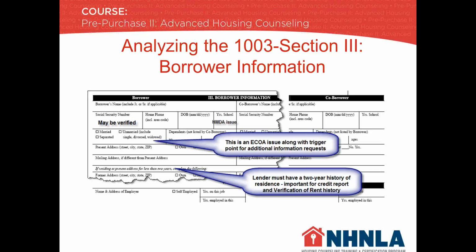Now, if you move down to the address section, it's not as simple as just listing your present address, because the lenders are going to want a full 2-year history of residential addresses. And they're going to use that for 2 reasons. It's going to be helpful if they're verifying information on the credit report. It's also going to be helpful because they're going to want to verify a rental history.